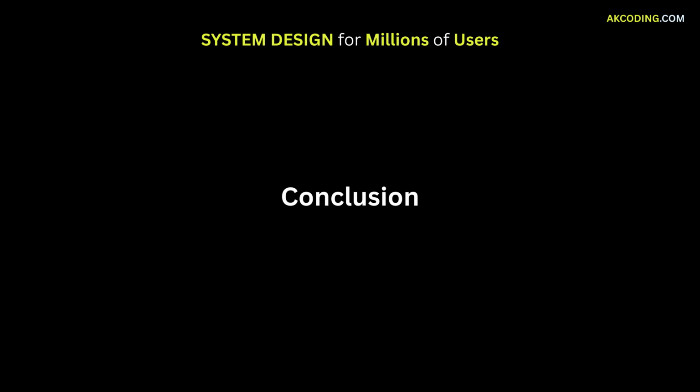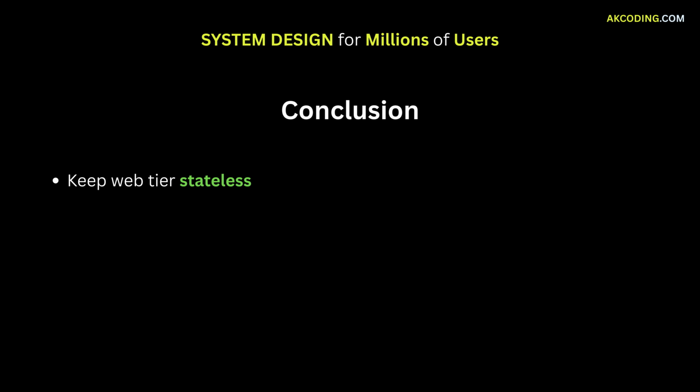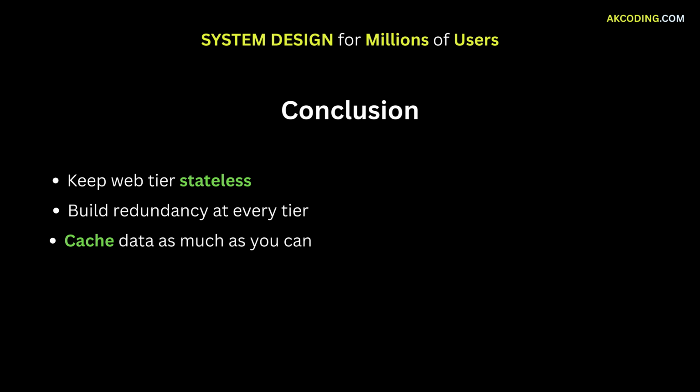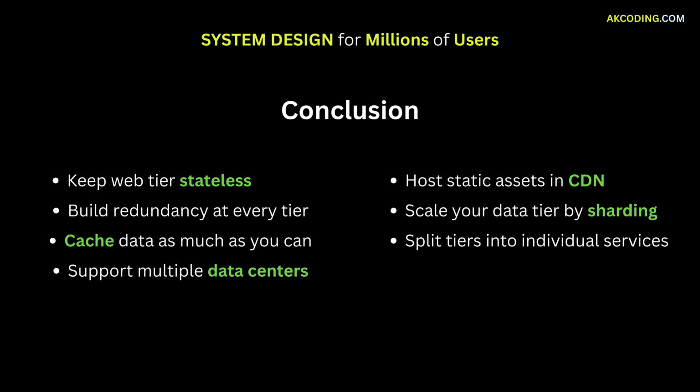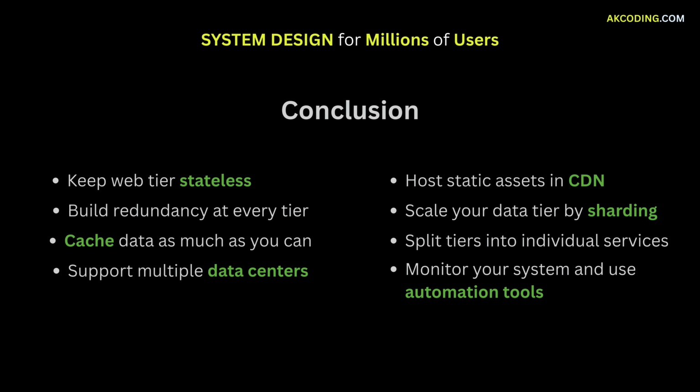To conclude this session, we provide a summary of how to scale your system to support millions of users. Keep the web tier stateless. Build redundancy at every tier. Cache data as much as you can. Support multiple data centers. Host static assets in a CDN. Scale your data tier by sharding. Split tiers into individual services. Monitor your system and use automation tools.